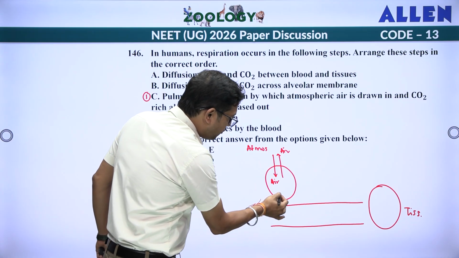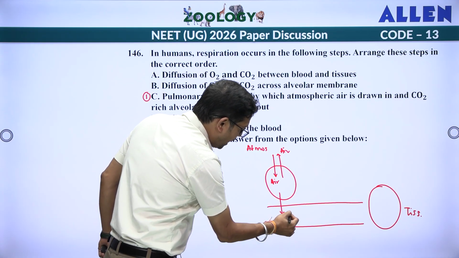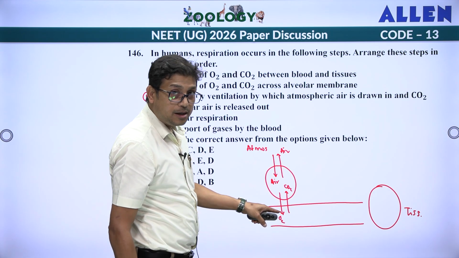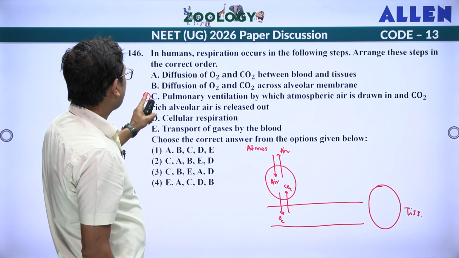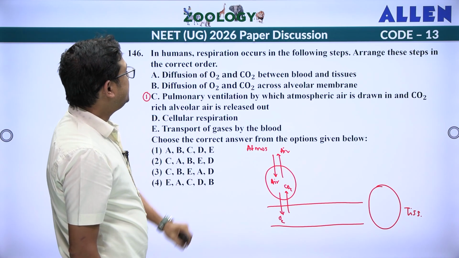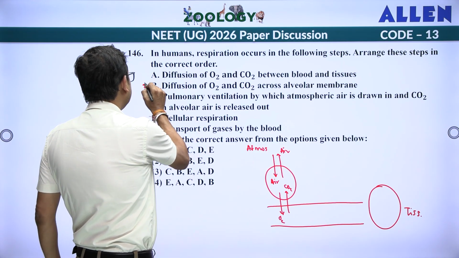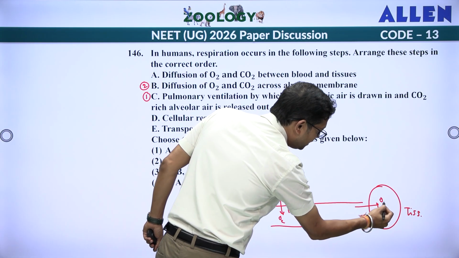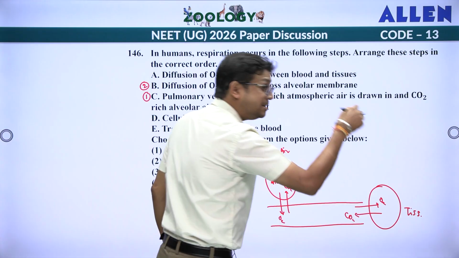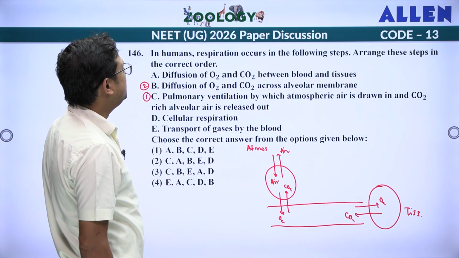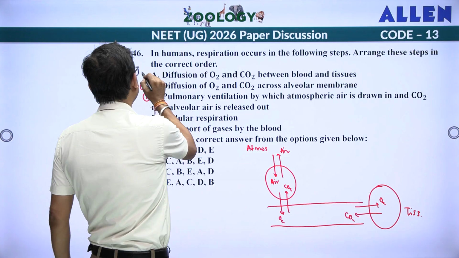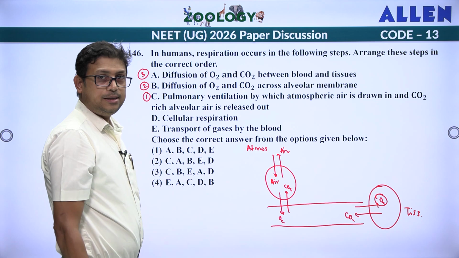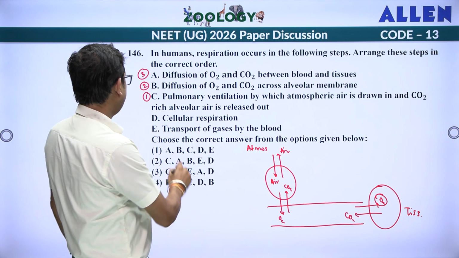After that what happens? From the alveoli, oxygen will diffuse into the blood and carbon dioxide goes out. So the exchange of gases between alveoli and blood vessel is called external respiration. So diffusion of oxygen and carbon dioxide across the alveolar membrane, this is external respiration. Then this oxygen will go near the tissue. So oxygen will enter and carbon dioxide will come out. This is called internal respiration. So diffusion of oxygen and carbon dioxide between blood and tissue, third one. And then whatever oxygen enters here, it will oxidize glucose to give energy, that is called cellular respiration. Okay.